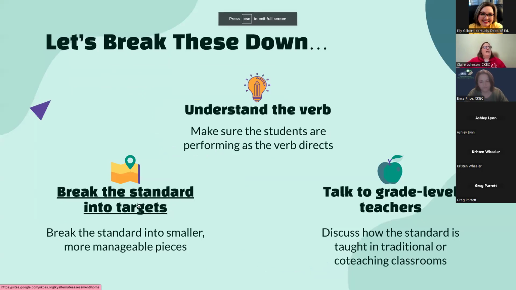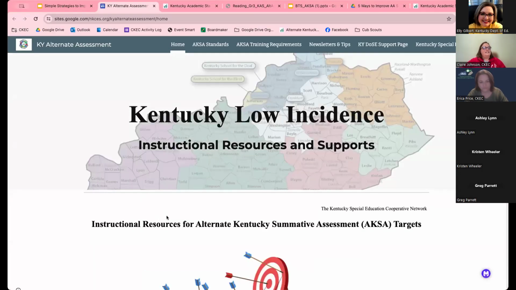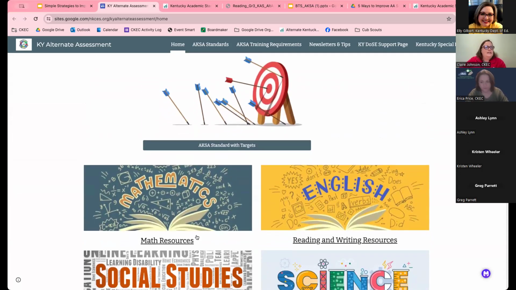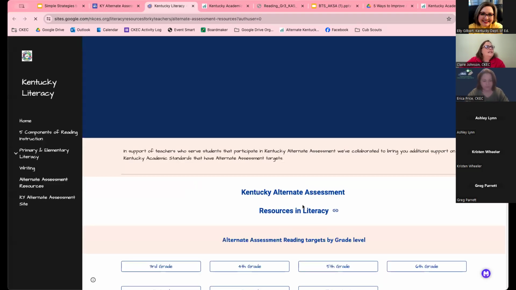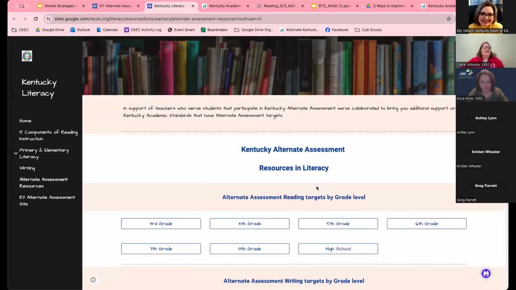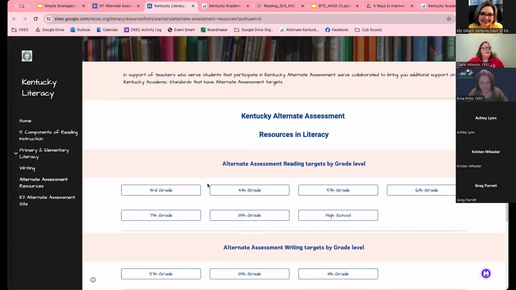So one way that the low incidence consultants have tried to help do that is by creating this website, which is again linked in the resources that are in that grid. So they have broken down, let's see, I'm going to click on reading and writing just for example. The literacy consultants and low incidence consultants created this website to be a source of support for teachers who are teaching these standards and to help them understand the standards a little bit better.